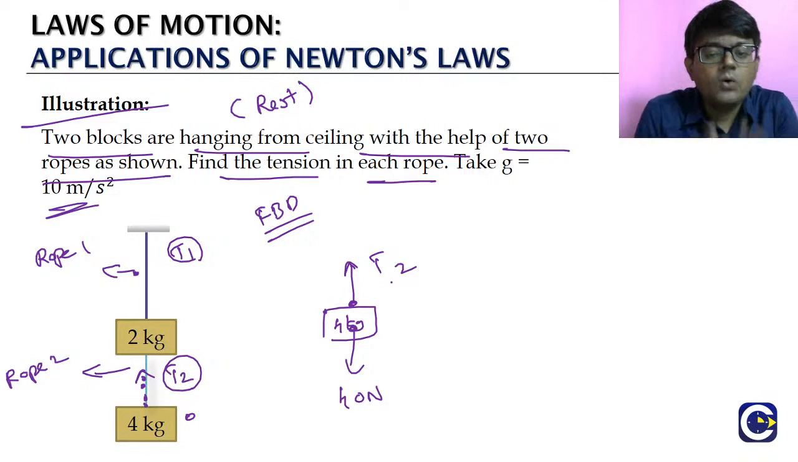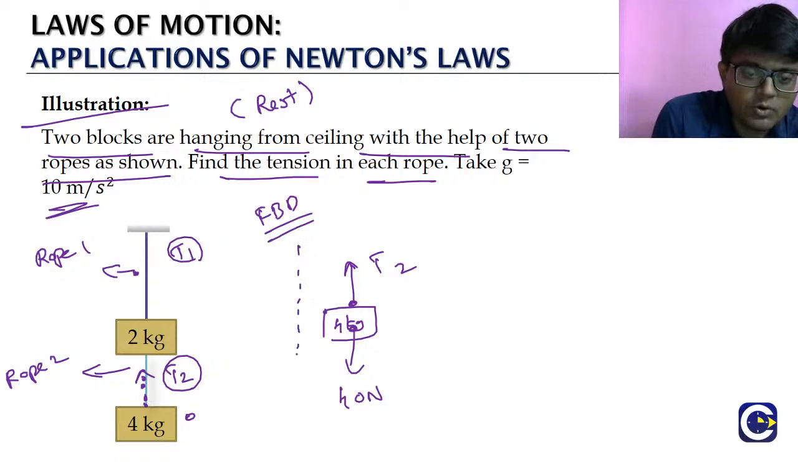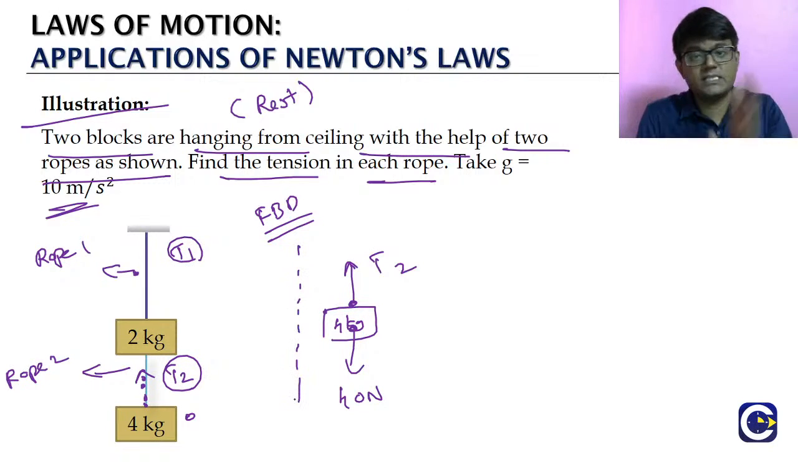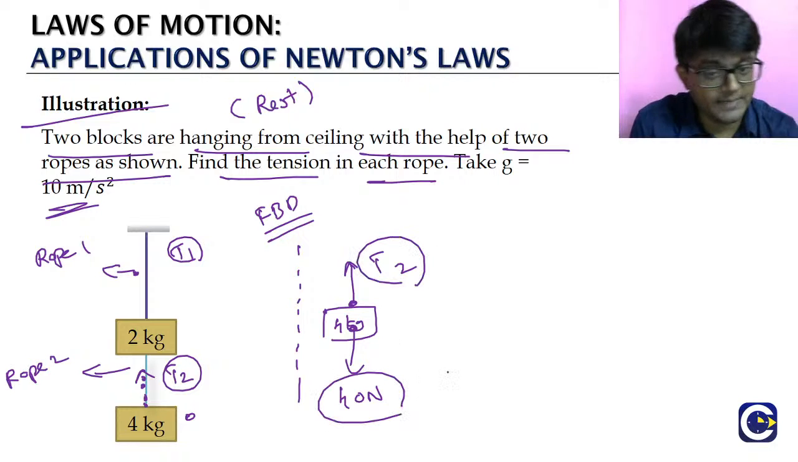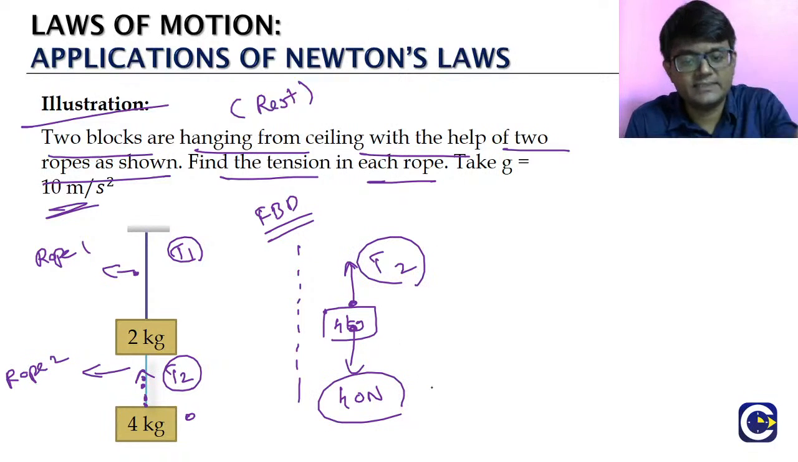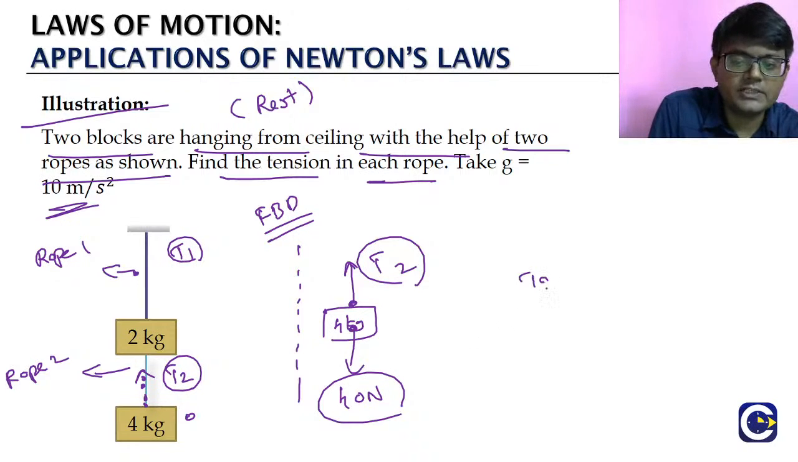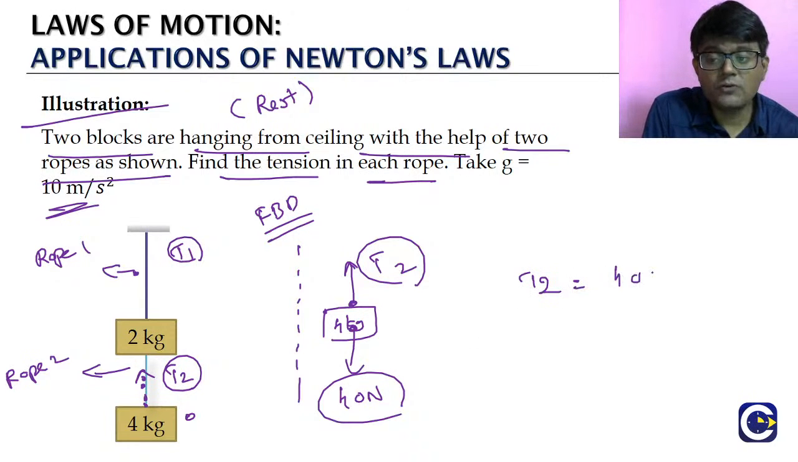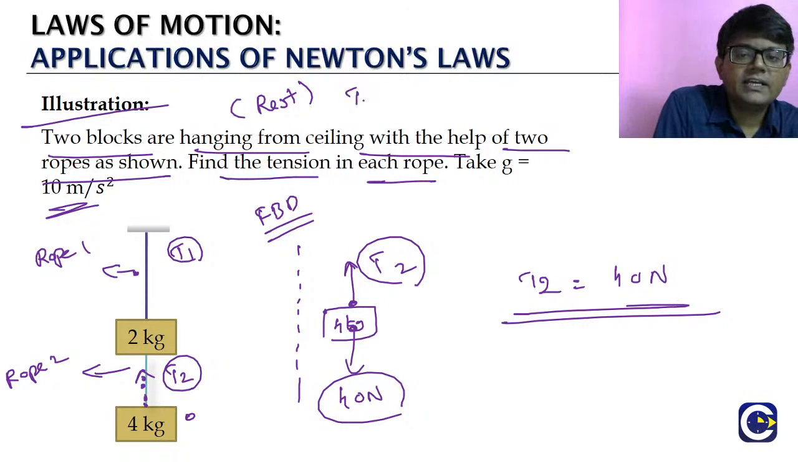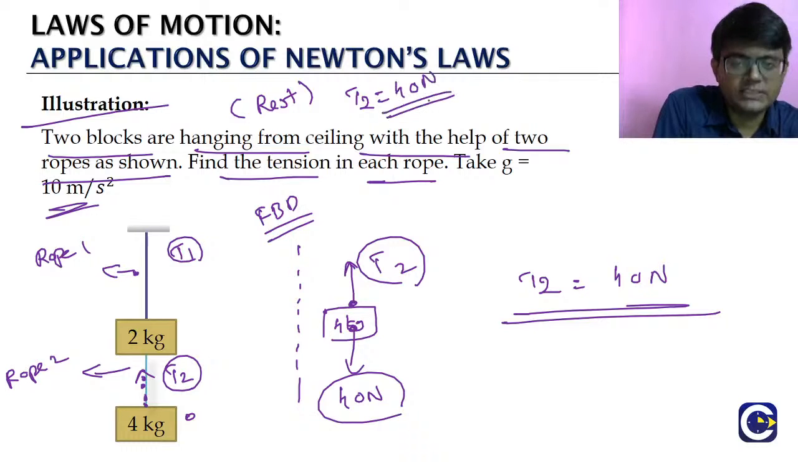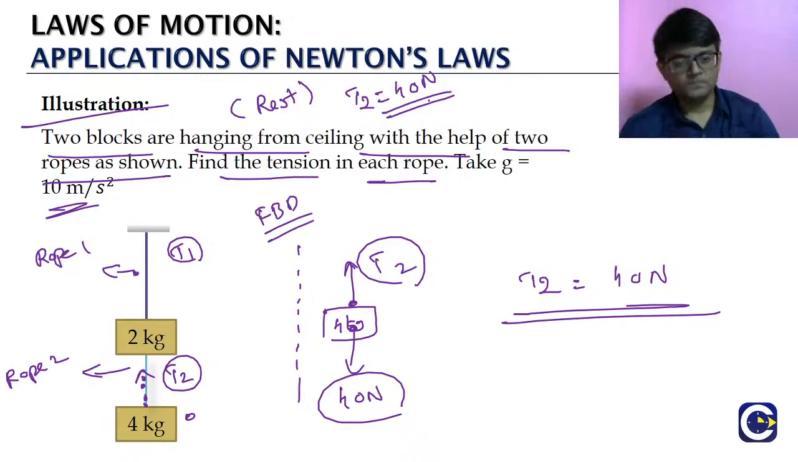So look at it, only two forces are acting on that 4 kg block, and luckily both of them are in the same line, which is the vertical line. Okay, now what is the situation? Equilibrium, right? Means the forces must balance. Upward force T2 should be equal to downward force 40 newtons. Straight away we get the tension in the rope 2. How much is it? 40 newtons.